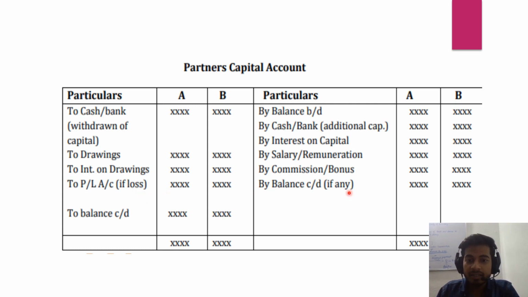On the credit side, you can see the balance b/d is written. It means the business is already an existing one. Okay. So on the credit side, we write the cash or bank if any additional capital is brought by any partner, interest on capital, salary, remuneration, commission, bonus. Okay. So after balancing all these accounts, we'll get either a balance c/d or a balance to be transferred. So we will transfer this amount to the balance sheet. Okay.